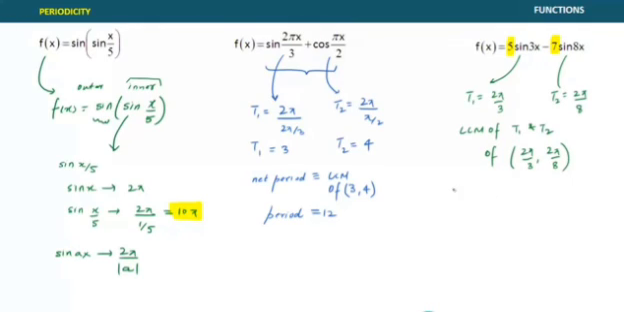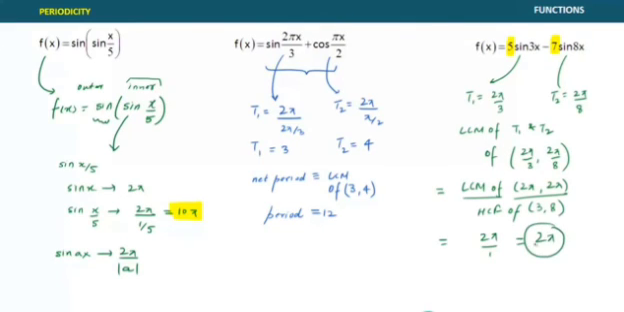How do you find the LCM of fractions? Take the LCM of numerators, so LCM of 2 pi and 2 pi, and divide by the HCF of denominators, that is 3 and 8. The LCM of 2 pi and 2 pi is nothing but 2 pi. The HCF of 3 and 8 is 1. So the answer to this particular problem is nothing but 2 pi. 2 pi is the period. Okay.